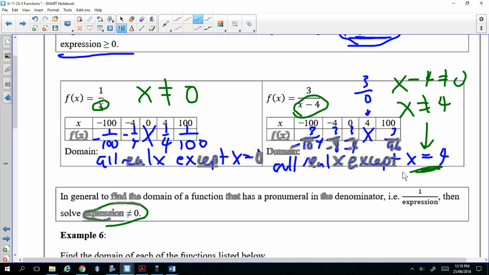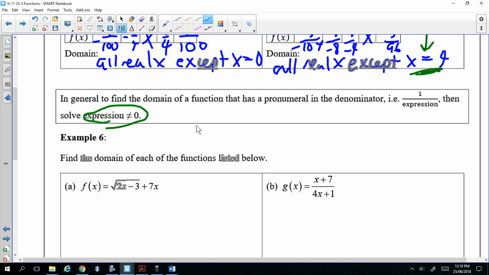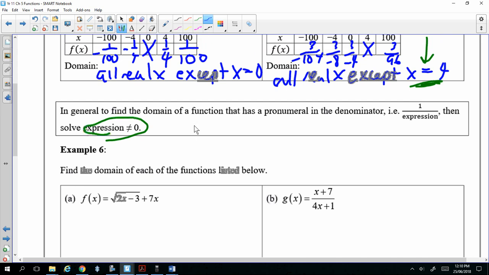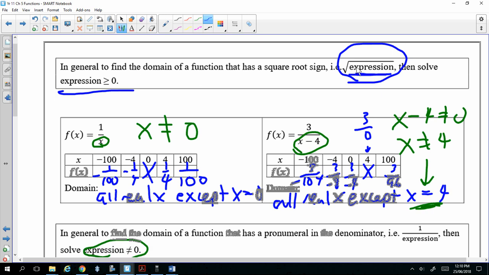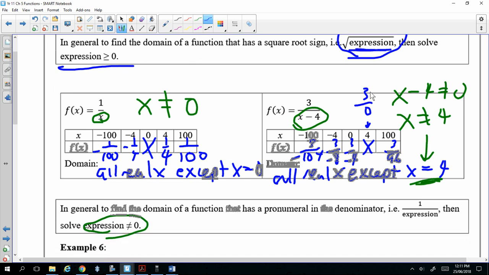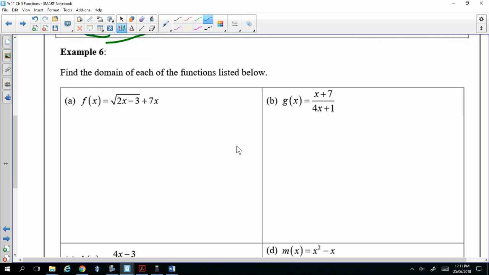All right, now we know how to get the domain. Let's apply it to these questions below. Let's find the domain of each. Remember, if you see the square root, there's a restriction. What's inside the square root has to be positive. If you see a polynomial in the denominator, there's a restriction that it cannot be 0. So now let's apply this. Which part would you look at? You look at the 2x minus 3, isn't it? So we need to make sure this bit is positive.